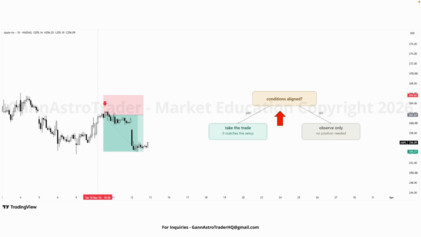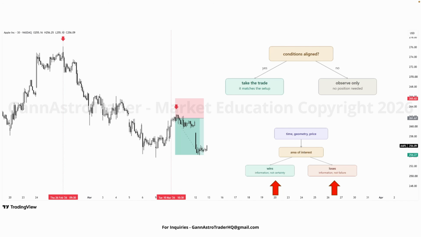Conscious trading also means knowing when not to trade. Not every projected time interval will produce a clean setup, and not every reaction needs to become a position. Sometimes the best decision is simply to observe. By waiting for our conditions to align, we avoid taking trades just because we feel that we need to participate in a market.